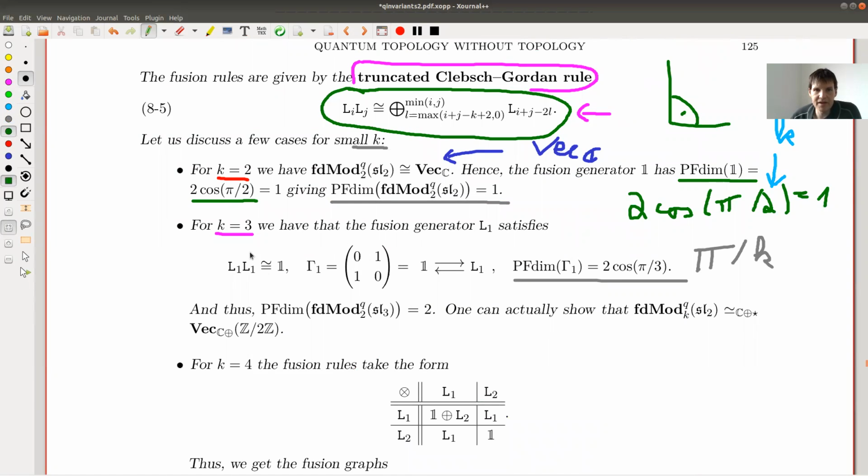You have 2 simple objects, namely the identity, which is L0, and L1. And L1 has this fusion graph, this anti-diagonal fusion matrix, and the Perron-Frobenius dimension of this thing is easy to write down. It's 2 cosine pi over 3. In particular, the PF dimension of the whole beast is just, this by the way also 1.